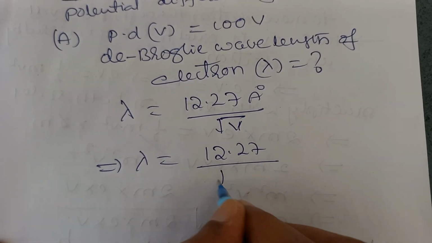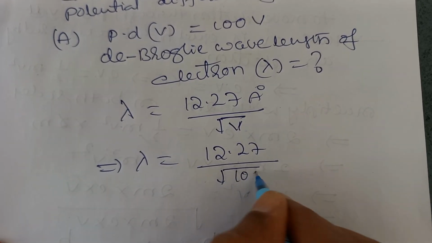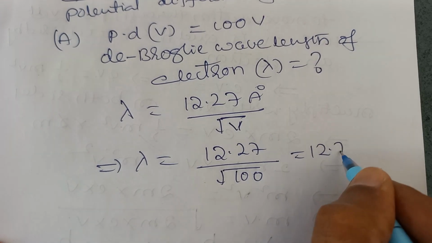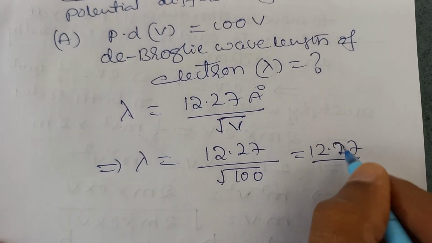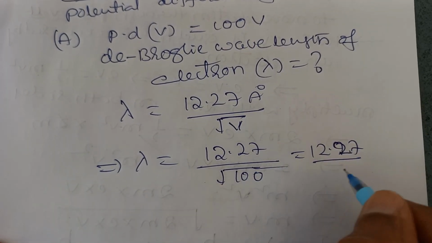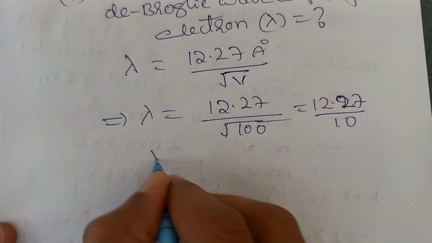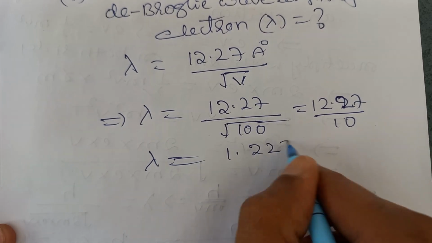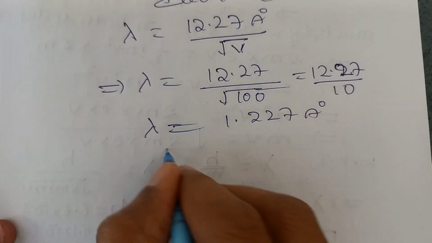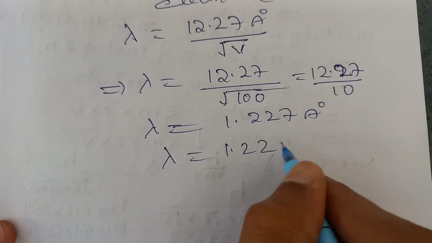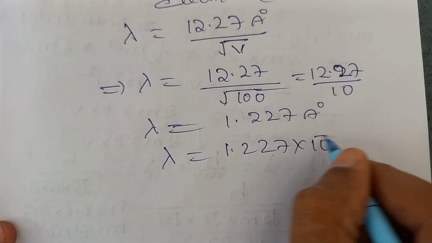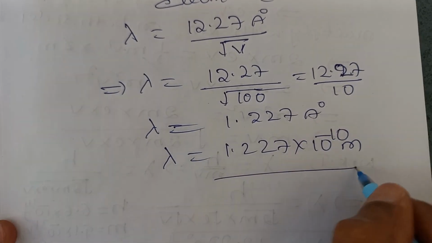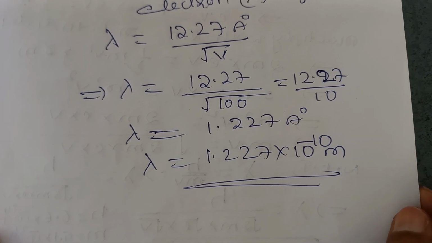12.27 by root V, the value is 100, so 12.27 by root 100, and root 100 is 10. On dividing this value by 10 we get 1.227 angstrom units, or 1.227 into 1 angstrom unit, which means 10 power minus 10 meters. So most important one for 2 marks.